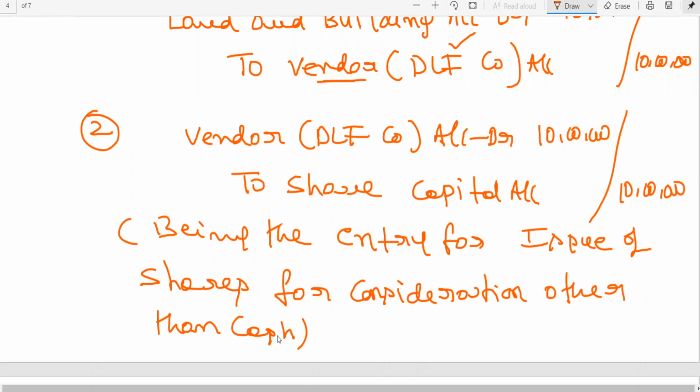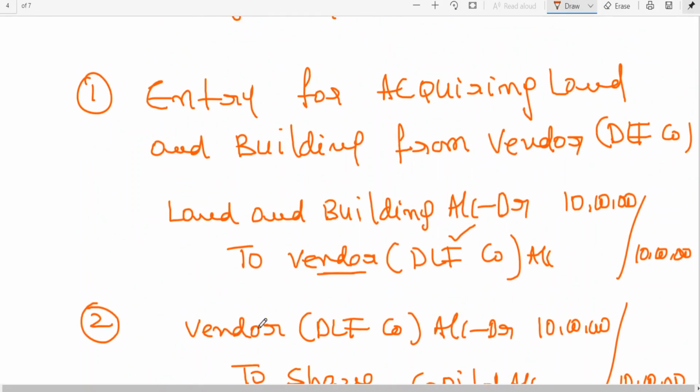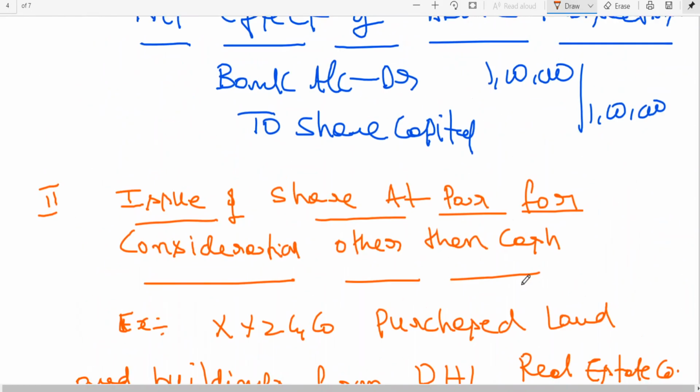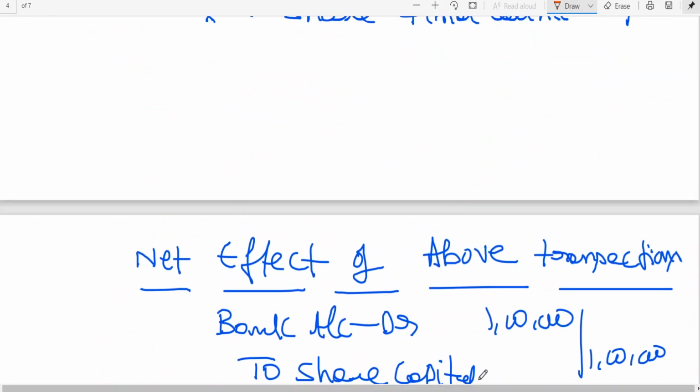In the entry for issue of shares for consideration other than cash, whenever you buy something, towards consideration you need to make a payment. But here it is issue of shares for consideration other than cash. Now what is common here? Land and building to share capital. Vendor got cancelled, no? Land and building to share capital. Previous example, bank to share capital.